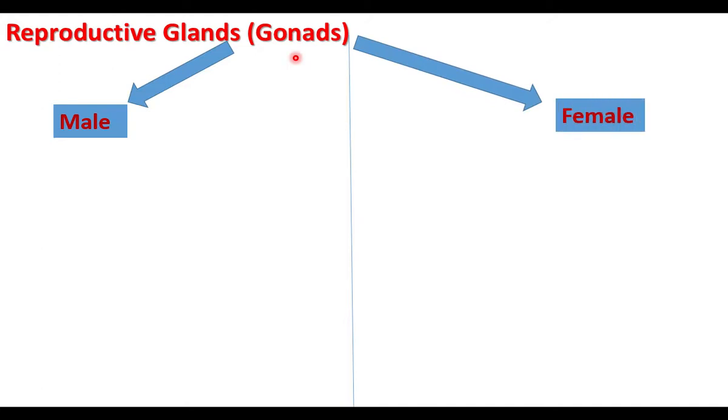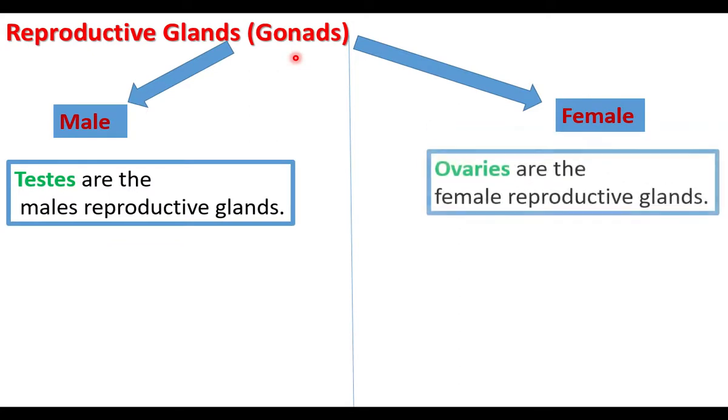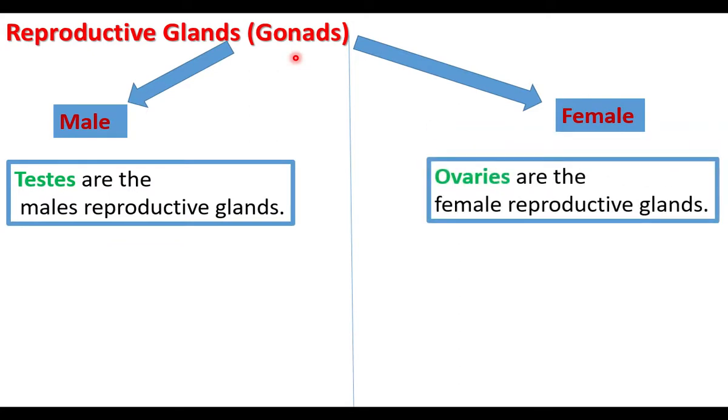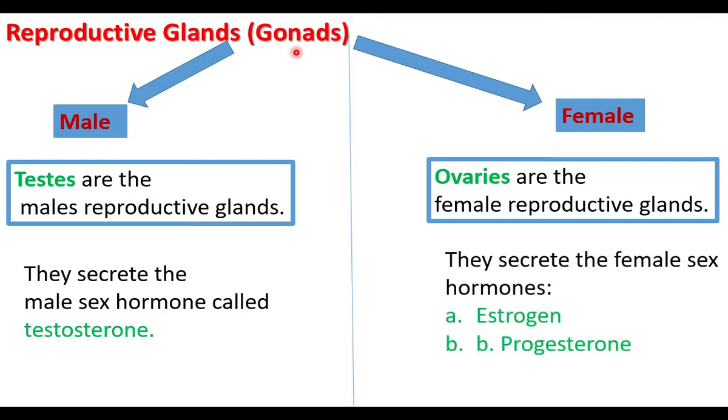They produce reproductive hormones. Males have male reproductive glands. Females have female reproductive glands. The male reproductive glands are the testes. Ovaries are the female reproductive glands. The testes secrete the male sex hormone called testosterone. Ovaries secrete two hormones. They are estrogen and progesterone. We have already learned about the role of testosterone, estrogen, and progesterone in 9th standard while learning the topic reproductive system.